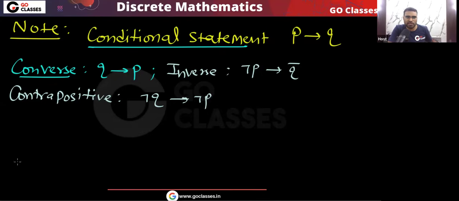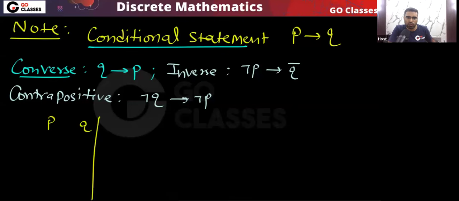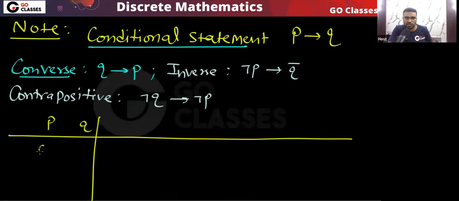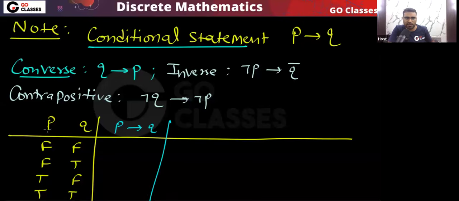You can easily create the truth table and check it. Let me create the truth table. We have two propositional variables, P and Q, so there will be 4 rows in the truth table, with 4 truth value combinations: FF, FT, TF, TT. Now, what is your original conditional statement? That is P implies Q.